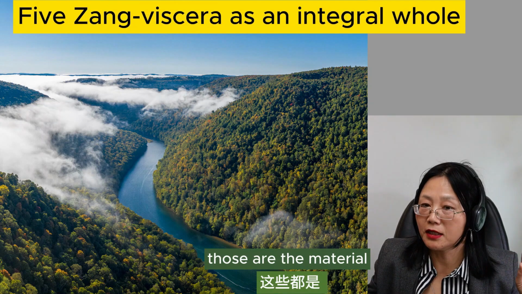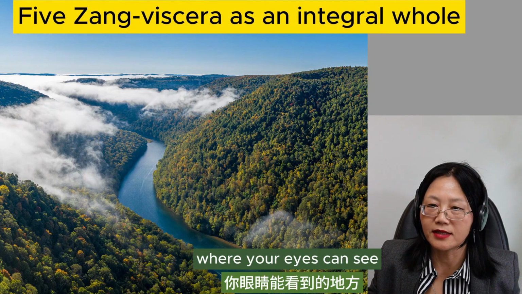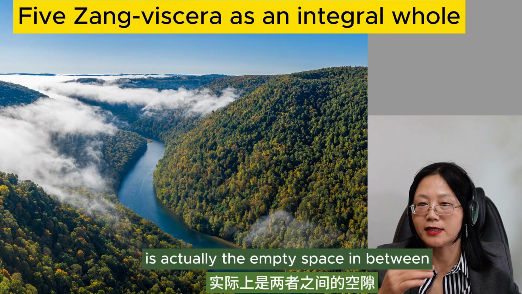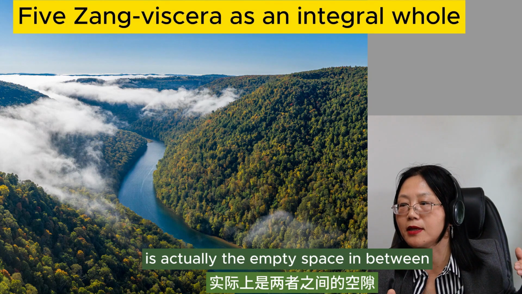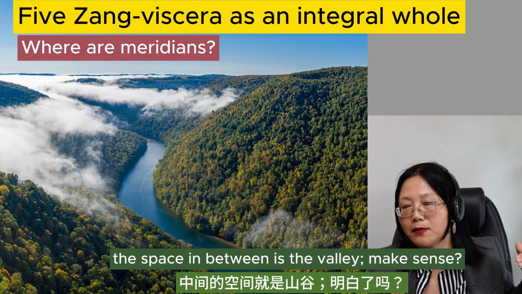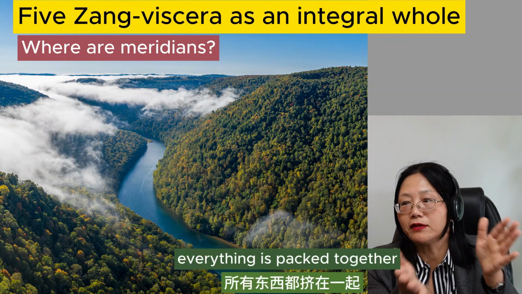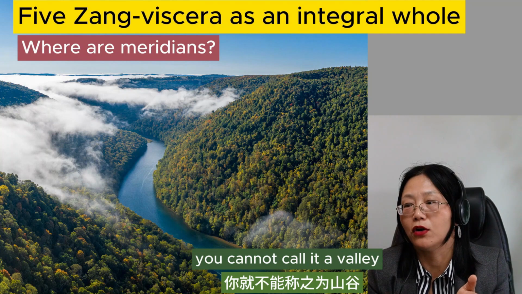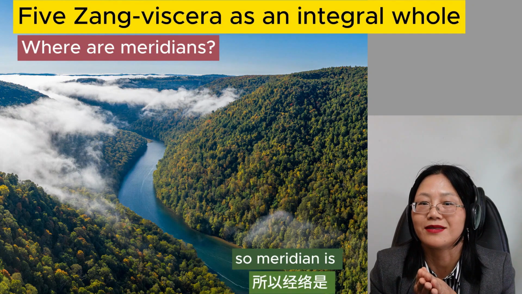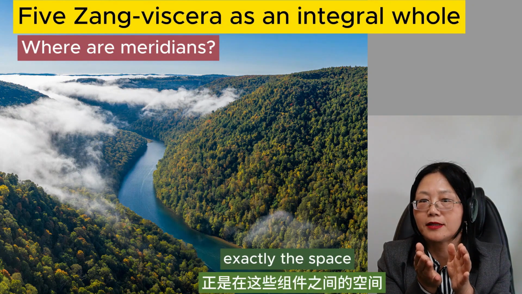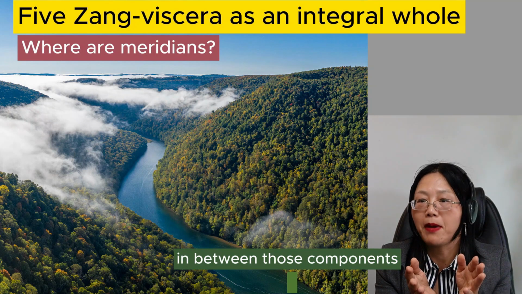Those are the material things where your eyes can see. But the valley is actually the empty space in between. The space in between is the valley. Make sense? If there's no space, everything's packed together, you cannot call it a valley. So meridian is exactly the space in between those components.